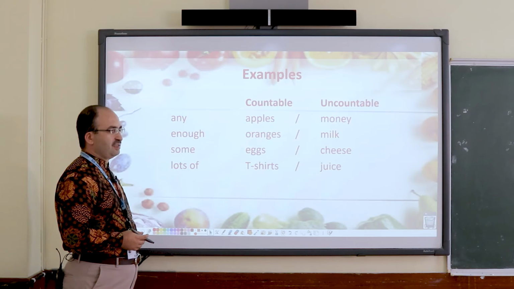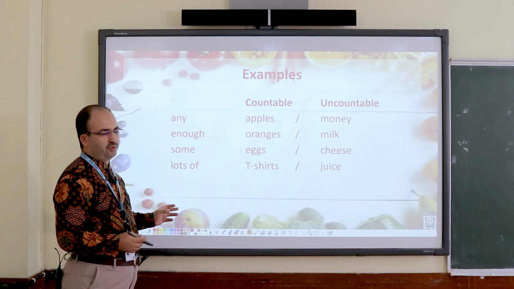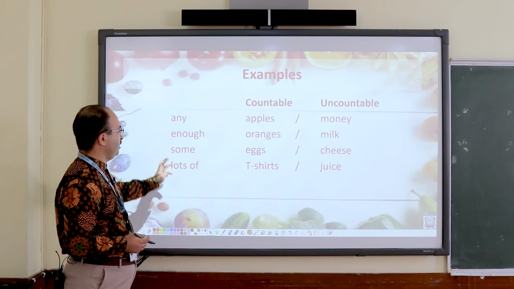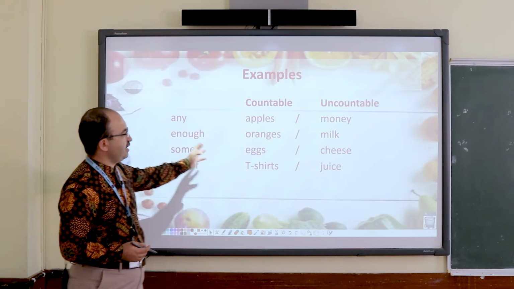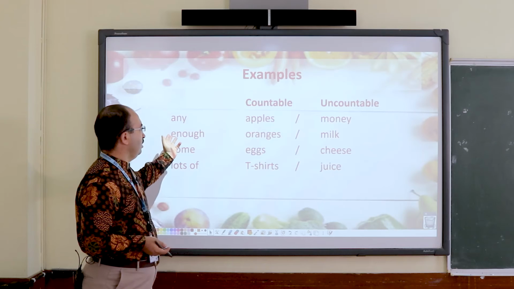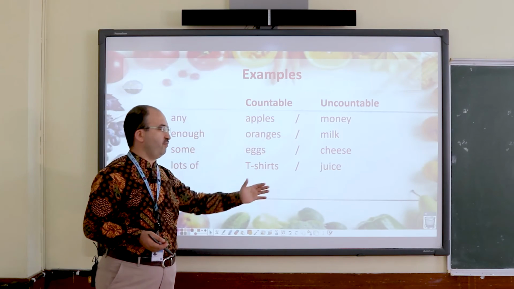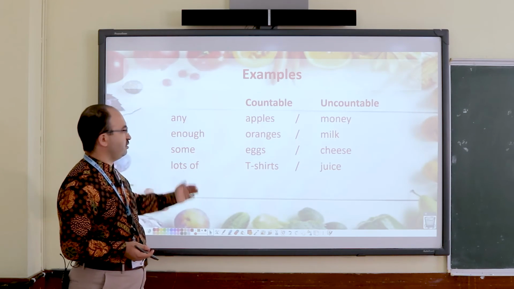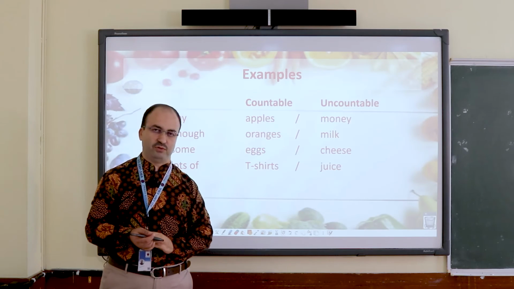And there are some words we said can be used for both countable and uncountable. These are any, enough, some, lots of. Any apples? Have you got any apples? Enough oranges, enough milk, some eggs, some cheese, lots of t-shirts, lots of juice.